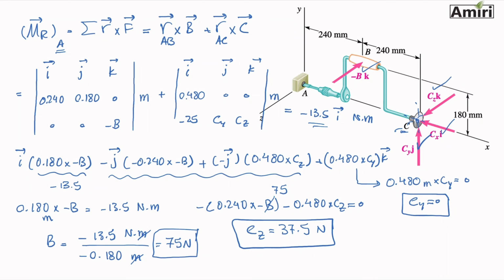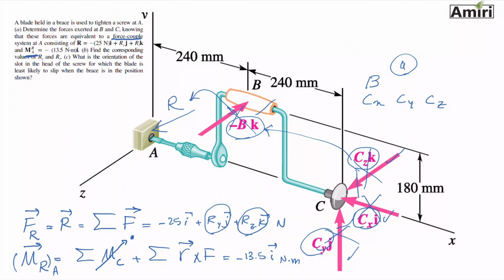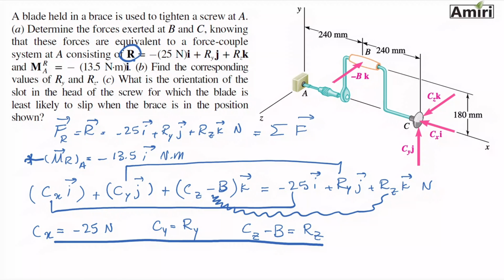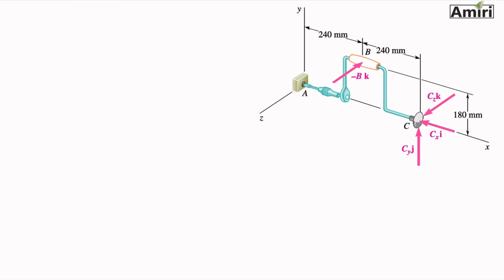If you remember, I had left some stuff back here. Oh, sorry, right here. Cy, I figured is 0. So that means my Ry is 0. And then my Cz turned out to be 37.5. My B turned out to be 75. So let's write these a little bit more clean. So B was minus 75 K newtons.